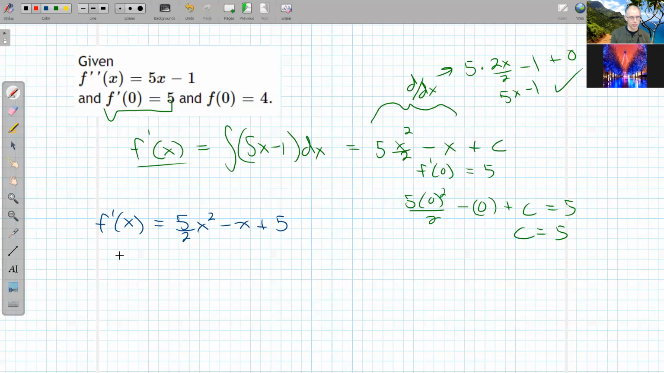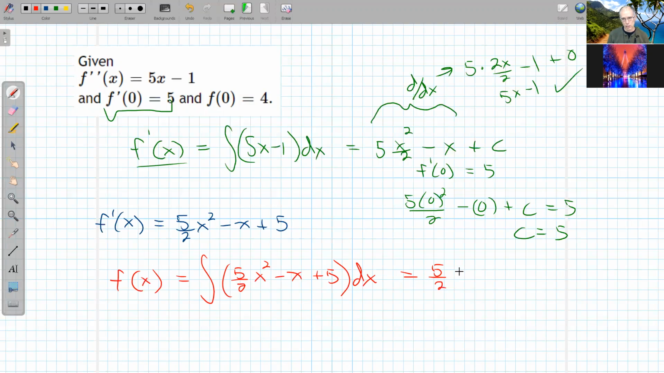Now, I want to know what f of x is. So again, I need an antiderivative. So f of x will be the antiderivative of f prime. So then the 5 halves is just a constant. It's hanging out. Antiderivative of x squared, increase the power by 1, divide by that power. Minus, this is a power of 1, increase that power by 1, divide by the power. And this is just a constant right here, antiderivative of the constant, excuse me, would be 5 times x, and then we have the plus c.